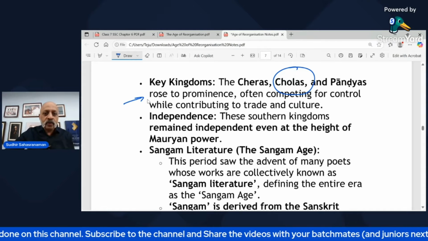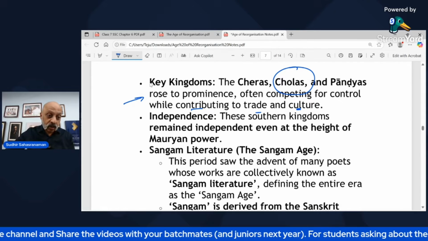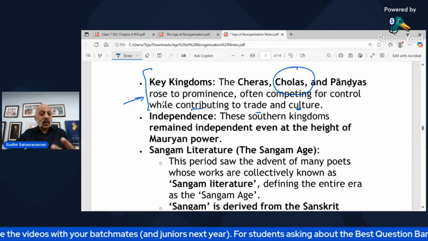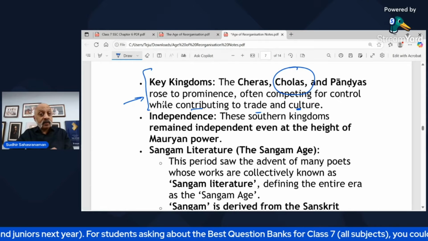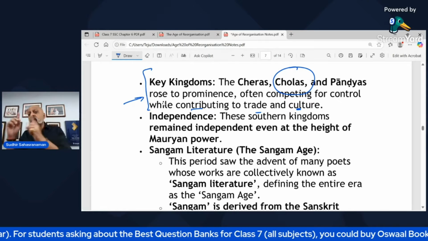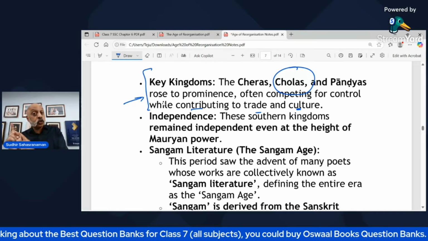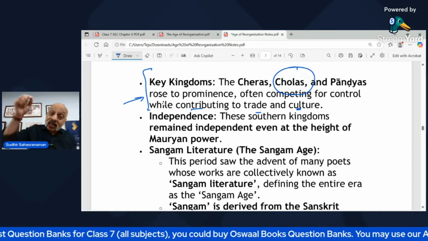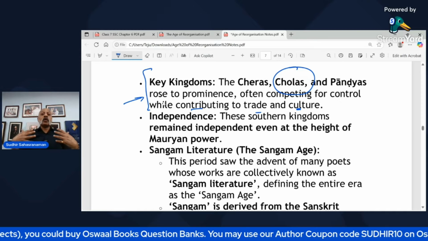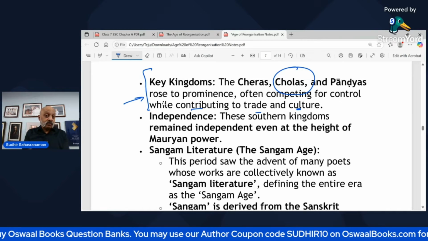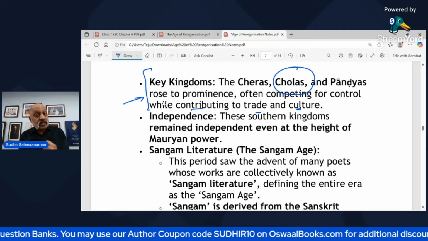They rose to prominence, often competing for control while contributing to trade and culture. So these 3 kingdoms were the big kingdoms in the southern part of India. Now, these southern kingdoms remained independent even when the Mauryas, Chandragupta Maurya and King Ashoka, were ruling. The Mauryas could not control or conquer them. So that's what makes them extremely significant.